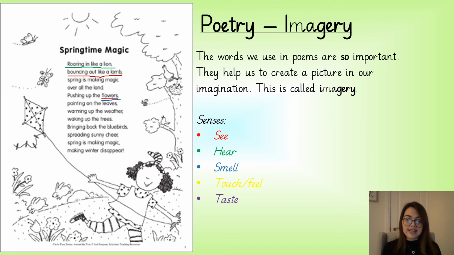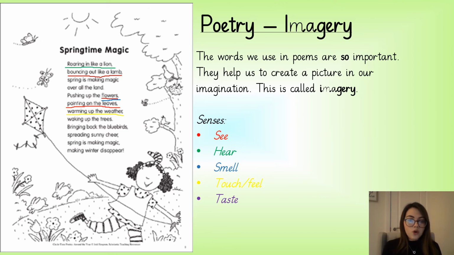Painting on the leaves. That means the leaves are growing back. So again, this is something I can see in the springtime. Warming up the weather. Now let's have a little think. When it's really sunny and warm outside, we might be able to feel it on our bodies. We might be able to feel that it's getting warmer. So I'm going to underline that in yellow, because in yellow is what I'm highlighting for my sense of feel.